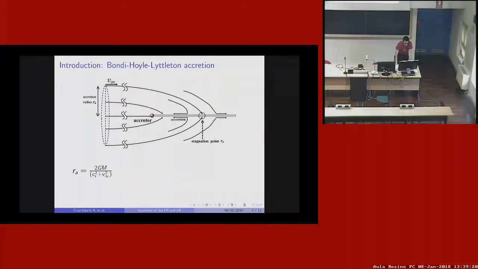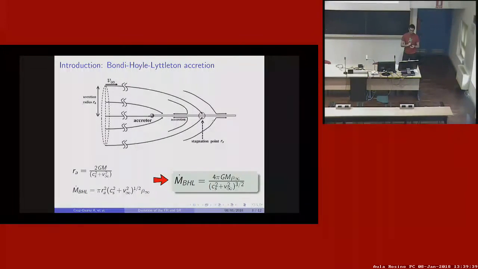In the same way, we can define the mass accretion rate as the mass flux passing through the circle with the radius equal to the accretion radius. And if we combine those equations, we obtain the Bondi-Hoyle-Littleton mass accretion rate in the standard version, which depends on the mass of the central object, the density, the velocity, and the sound speed of the medium.